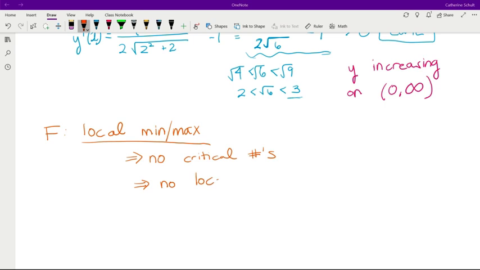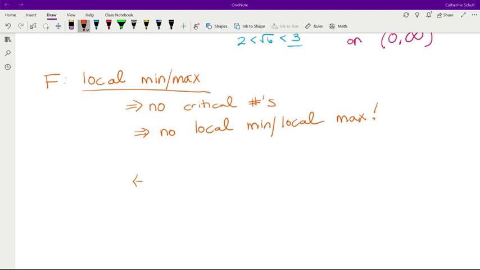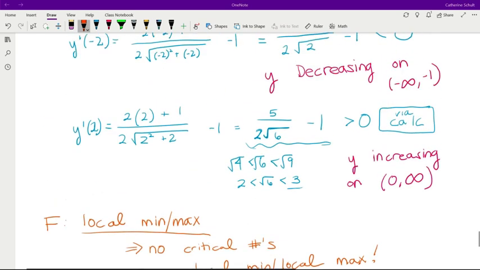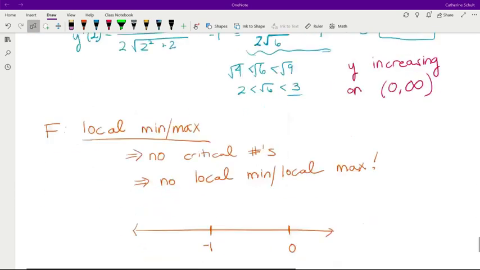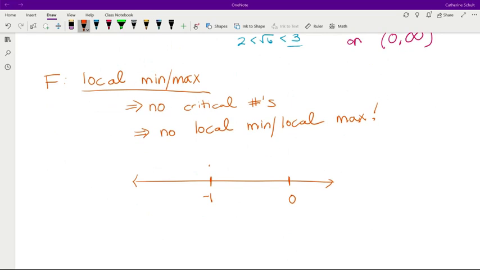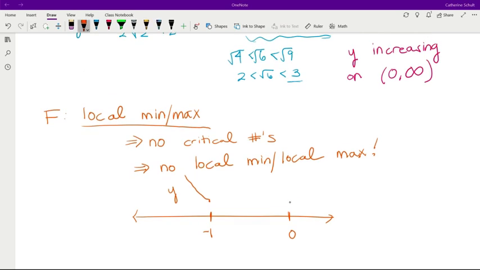We're going to see that there's no local mins or local maxes. What we do have is a big domain restriction at -1 and 0. We know that y is decreasing from -infinity to -1, so the function is decreasing. And then from 0 to infinity, we're increasing.